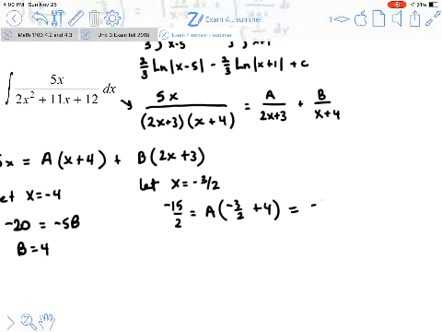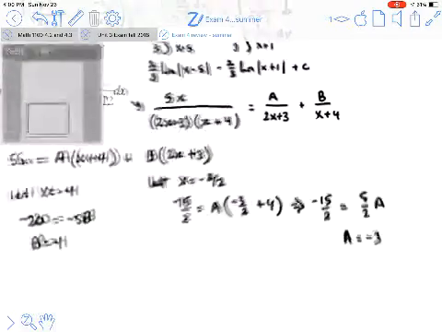Now, that becomes -15 halves equals, let's see, 4 is 8 halves. 8 halves minus 3 halves is 5 halves. If you divide by 5 halves, or you can multiply both sides by 2/5, that's going to be -15 over 5. So a equals -3.